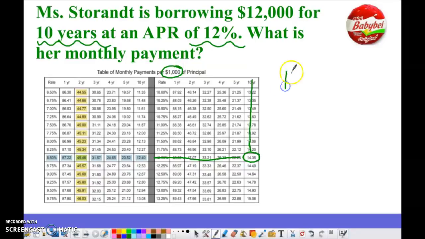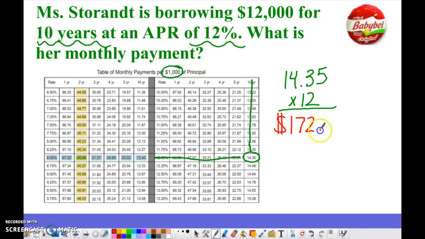Since I'm getting a $12,000 loan, I have to take that $14.35 and multiply it by 12. When I do that, $14.35 times 12 gives me $172.28. That would be my monthly payment if I wanted to pay off this $12,000 loan in 10 years.